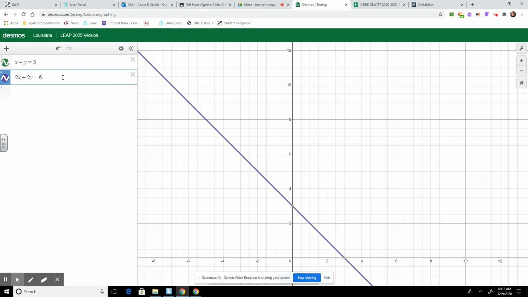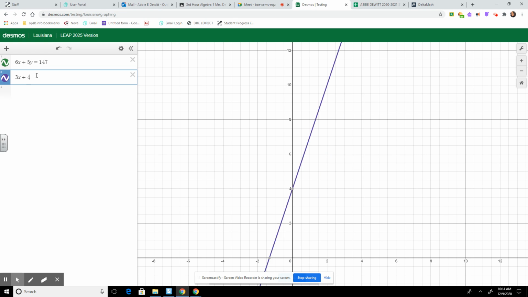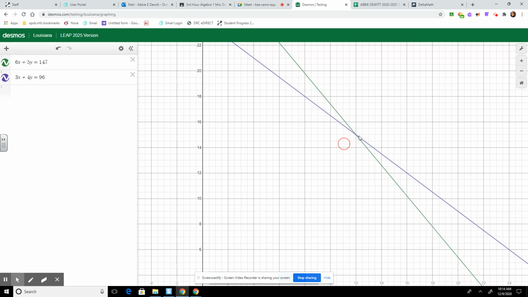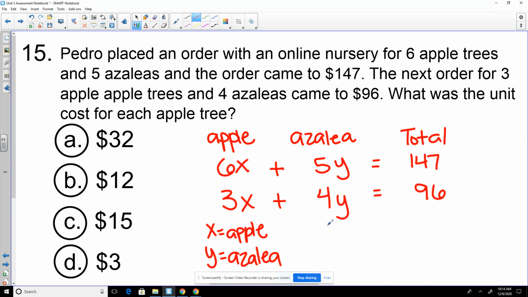So I'm going to go to Desmos, and I'm going to type in that system to see what the solution would be. 6x plus 5y equals 147. 3x plus 4y equals 96. Okay, the point at which both of those lines intersect, if you click and hover, is at (12, 15). So the solution of this system is (12, 15).